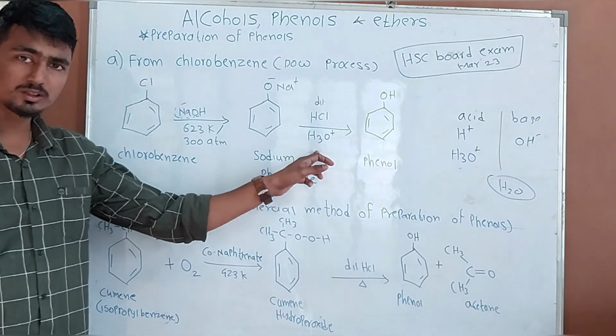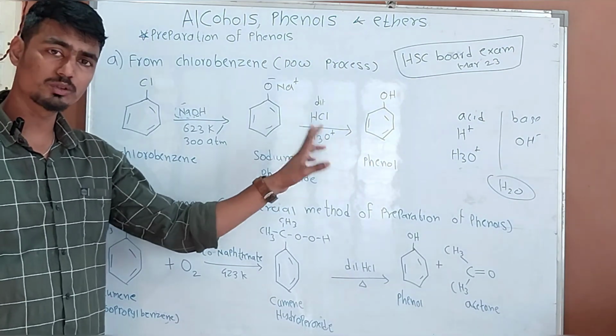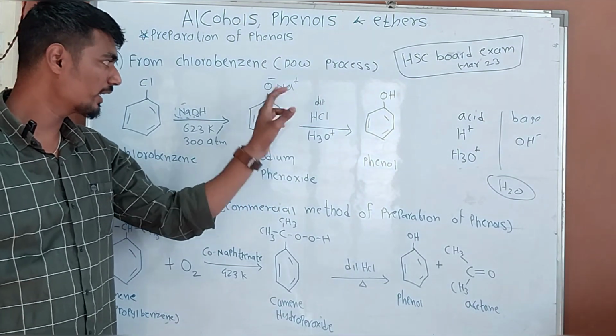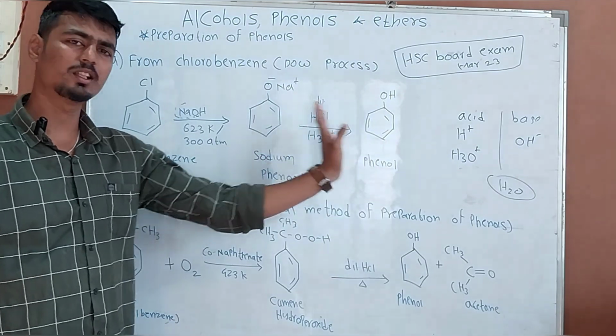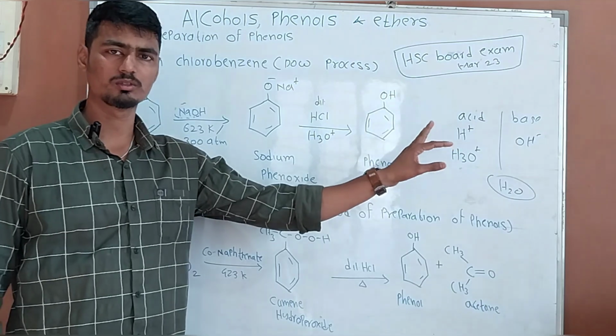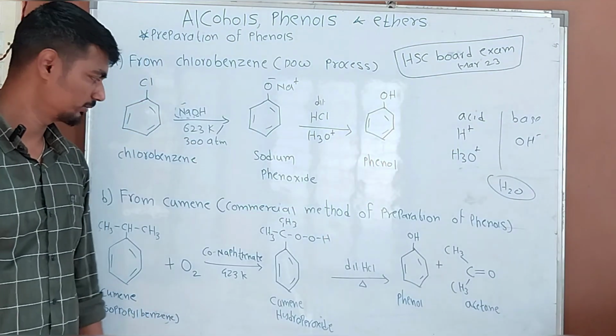So H3O plus means addition of acid. It shows the addition of acid. So what will happen? Again, this hydrogen will go there. So it is phenol, and NaCl will be removed. Okay, so we will get the phenol.